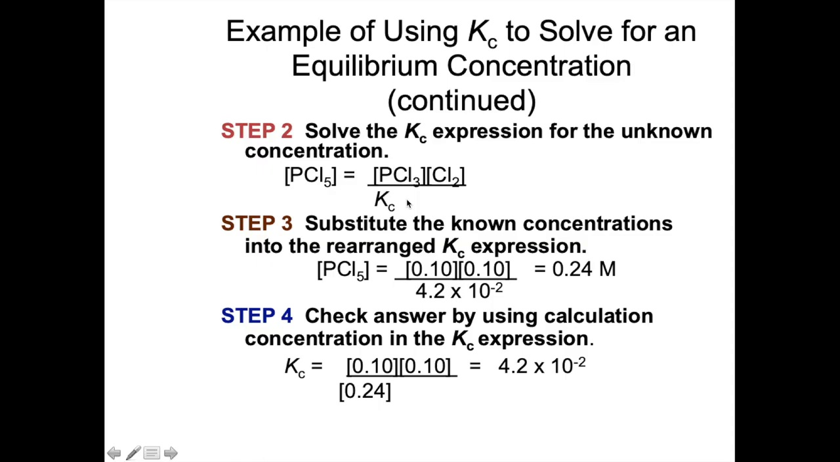So when you plug those numbers in from the question, you get 0.24 molar for the concentration of PCl5. Now, a good way to check your work is to take that answer and use those other concentrations, plug them into your original equilibrium expression, and see if you get the Kc value in the question. If you do, then you probably set this up and did this correctly.